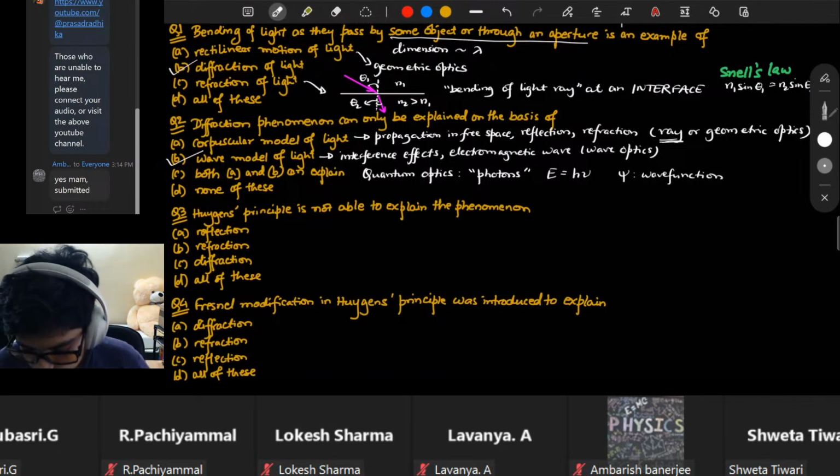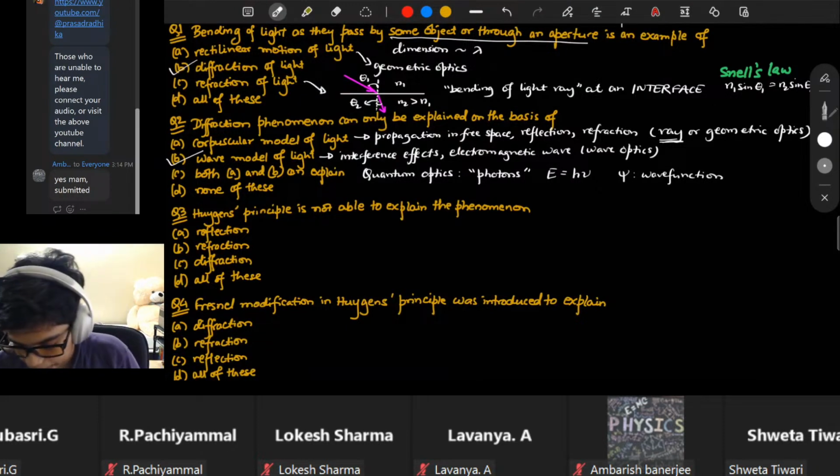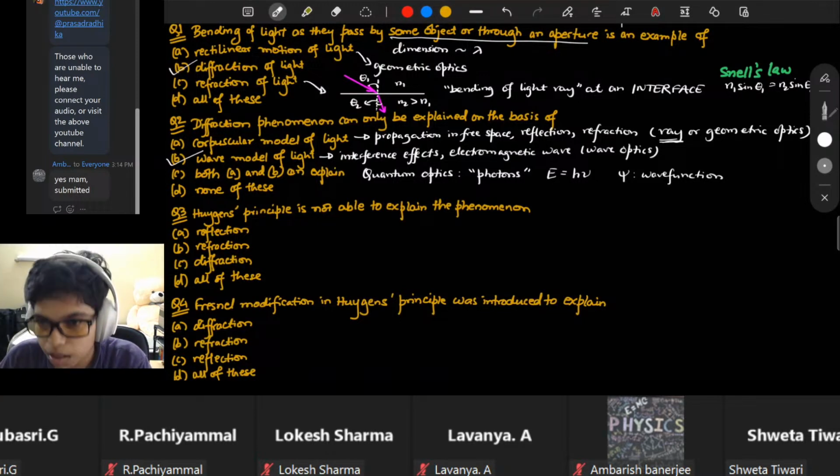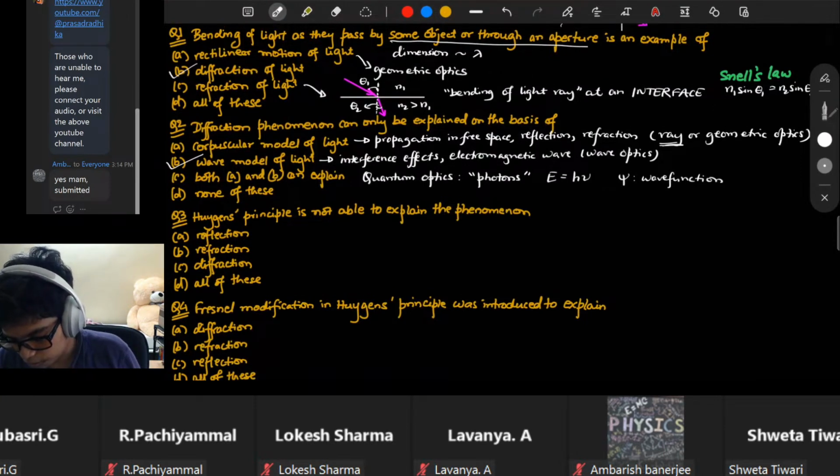Yeah, so coming back, these are the different models of light which exist: the ray model, the wave model, or finally the quantum optics domain. Okay, so let us move to the next question.